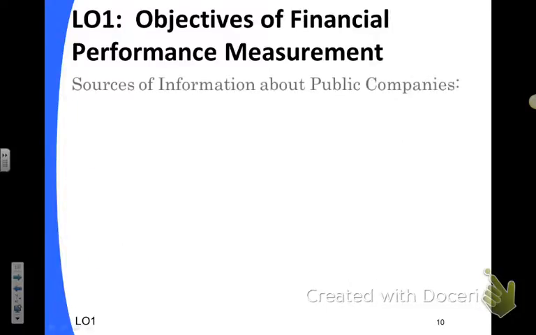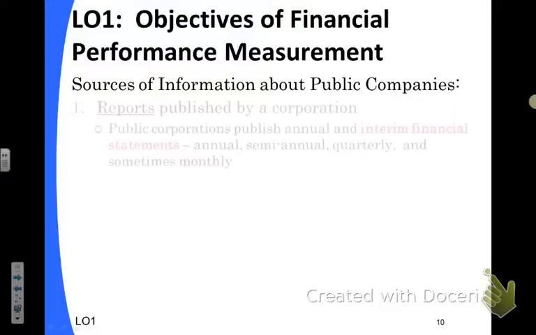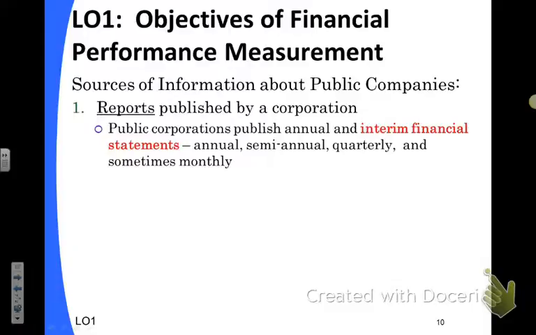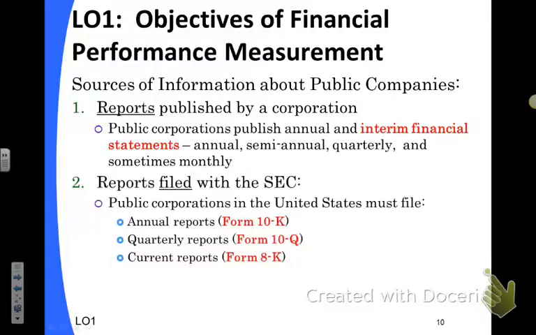So as investors or creditors or people outside of an organization, how do we find out information about our public companies? One way that we find out information is through reports that the company itself would publish. Things like their annual reports or the interim financial statements that they publish are a very good source of information about the company. A second type of information would be the reports that they have to file with the Securities and Exchange Commission. These would include the annual reports in the form of the 10K, quarterly reports in the form of a 10Q, and current reports in the form of what we call 8Ks.